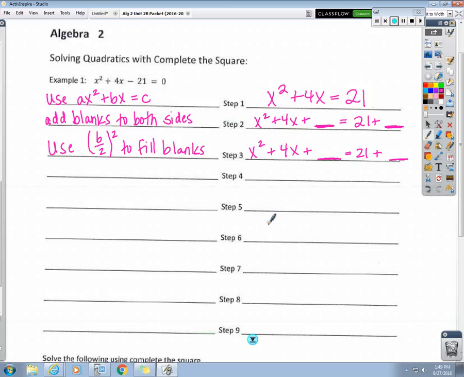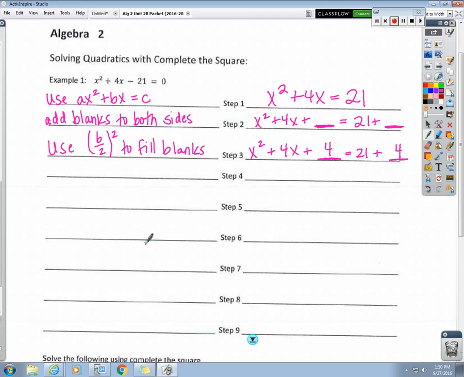Okay, so in that quadratic equation, what is the b value? Well, just 4, right? If you divide that by 2, you get a, and if you square that, you get a. That's what you're going to put in the blank on each side.